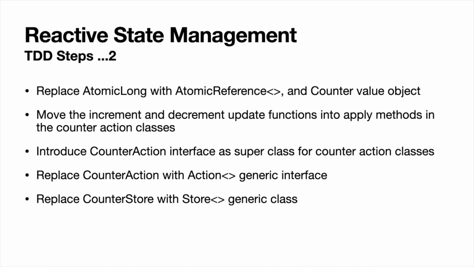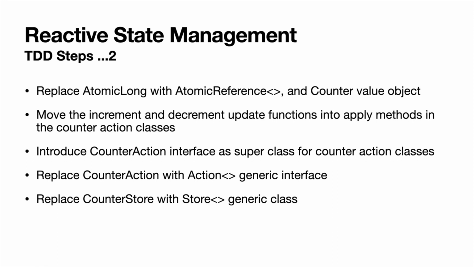After that, we'll evolve the class further by replacing AtomicLong with AtomicReference and a CounterValue object. We'll move the increment and decrement update functions into apply methods in the counter action classes. And we'll introduce a CounterAction interface as a superclass for the counter action classes. We'll then make both the actions and the store generic by replacing them with an Action parameterized by the counter class and a Store parameterized by the counter class again.